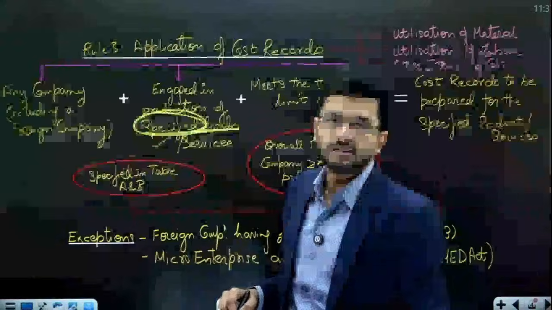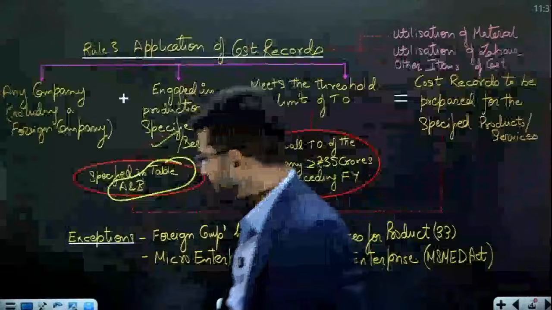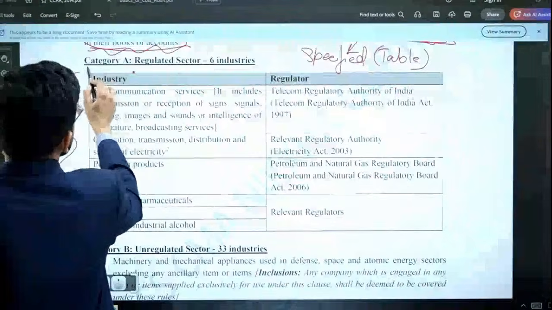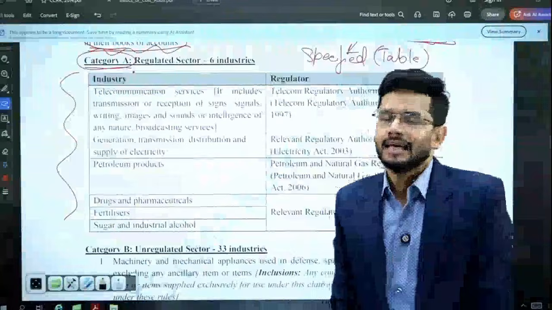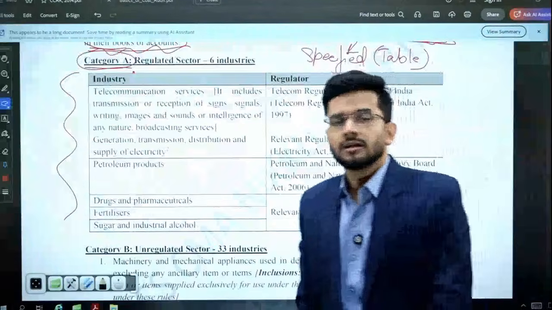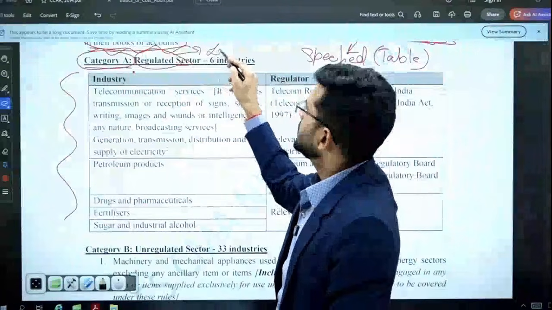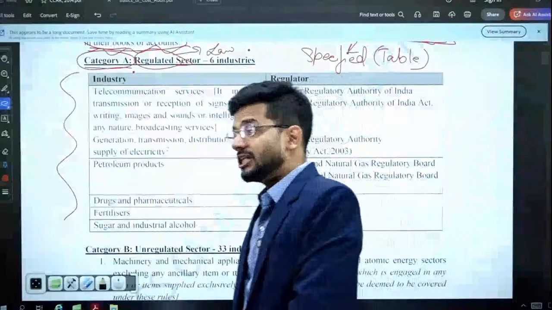And these specified goods and services are given in table A and B of the rules. In the rules, table A and B is given, and in that these specified goods and services are given. So first of all, we have table A, which is category A. Category A goods contain the regulated goods. Regulated goods means these goods are regulated by some law. There is an act which regulates these goods.